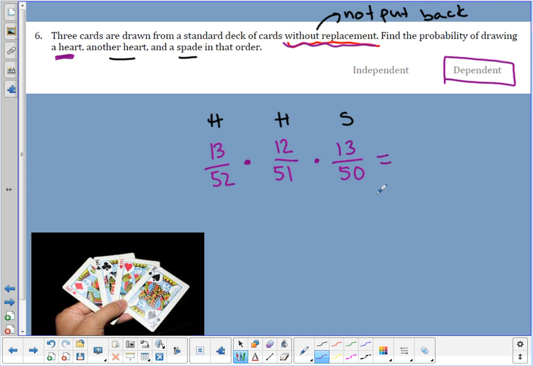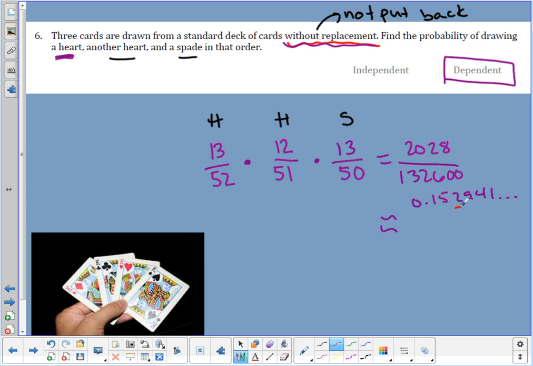So when I do that, 13 times 12 times 13 is 2028. On the bottom, 52 times 51 times 50, big number here, 132,600. See, this is where it's really more applicable to find the decimal rather than try to take your time to reduce the fraction. So I'm just going to straight type this into my calculator. And what I get is 2028 divided by 132,600. I get 0.152941 dot dot dot, and it goes on and on and on.